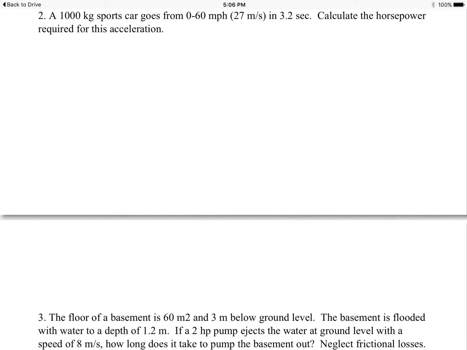Second example, here we have a pretty good sports car going from 0 to 60 miles per hour in 3.2 seconds. It's pretty impressive. All right, so we want to calculate the horsepower required for this. Once again, it's probably best to do power equals the change in energy, in this case, the change in kinetic energy over time. Because the car is not picking up vertical GPE, it's picking up motion, speed, in the form of kinetic energy.